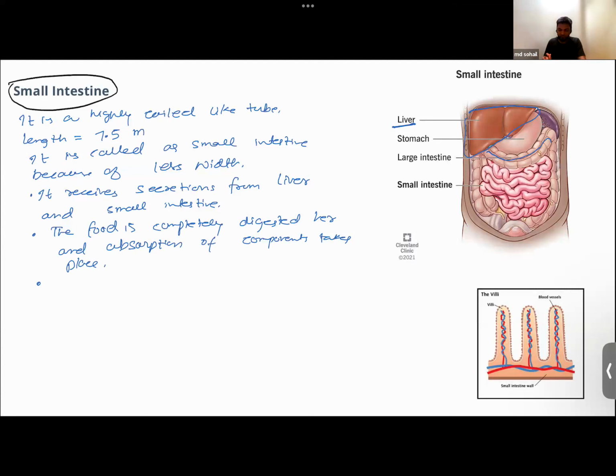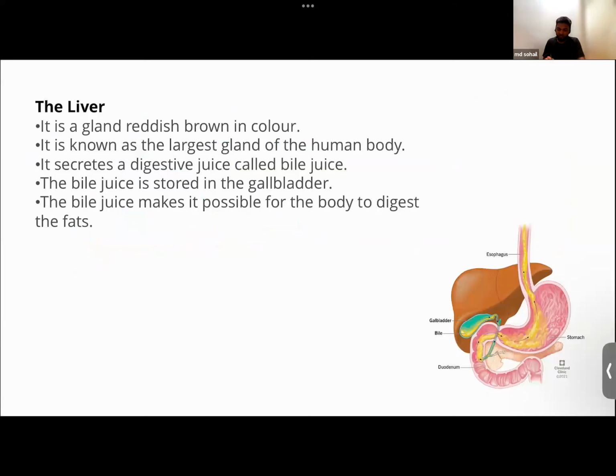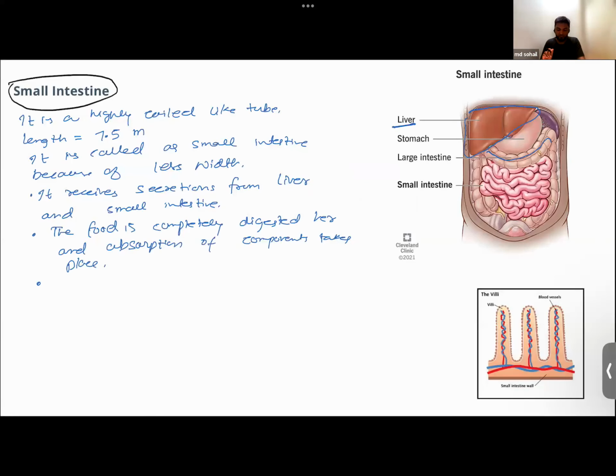For the small intestine, just know that it receives secretions from the liver as well. The liver secretes what is basically called bile juice. When you study the liver, you will see that it secretes a digestive juice called bile juice. So let's talk about the function of the bile juice here as well.